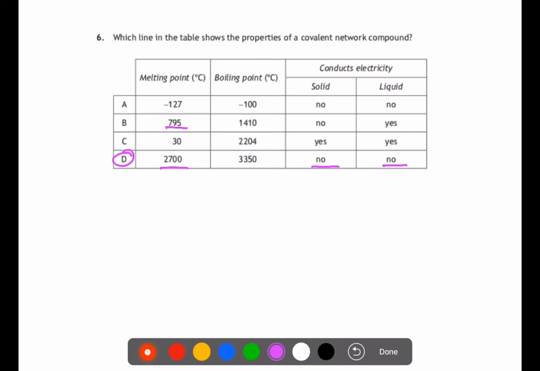You can work out the bonding in the other three answers as well. So A, with the two low melting and boiling points and no conductivity, is covalent molecular. B, with the high melting point and conducts electricity as a liquid, is ionic. And C, where it conducts electricity as a solid and a liquid, will be metallic.